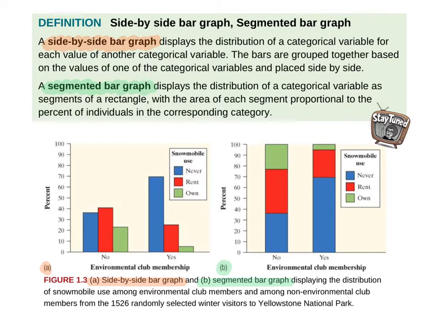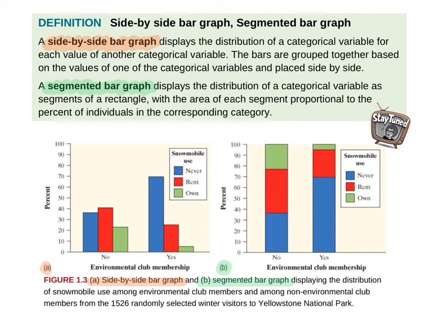Please notice that we have the environmental club membership down here on the bottom, so that was like the top part of our table. We categorize it as no, I'm not a member, and yes, I am a member. And then on the y-axis, we have the percent, so the percentage that either never, rent, or own a snowmobile. Color coding it is great. What you can do is have these three separate bars for no and for yes. Pretty self-explanatory.